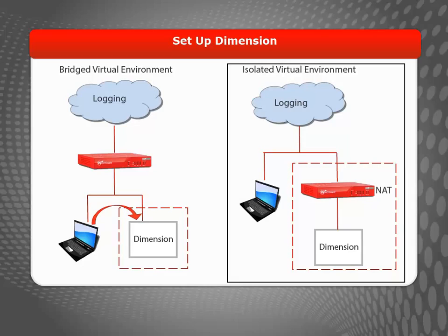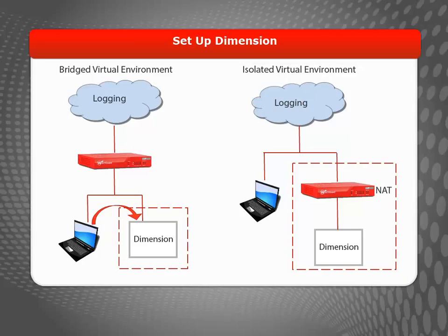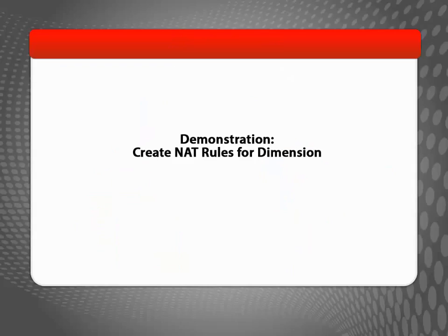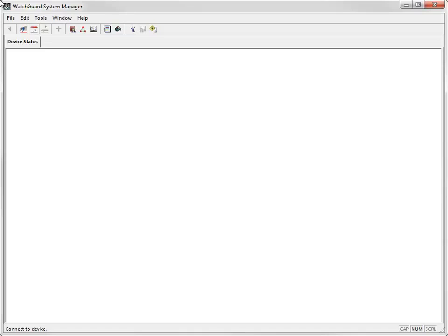In this case, you'll almost certainly need to apply a NAT rule to the management connection between your workstation and the Dimension virtual machine, as well as to any management connections you've allowed from outside your network. You may also need to apply NAT to the WatchGuard logging connections between your remote Firebox or XTM devices and Dimension. Let's take a closer look at how to set up NAT for both HTTPS and WatchGuard logging.